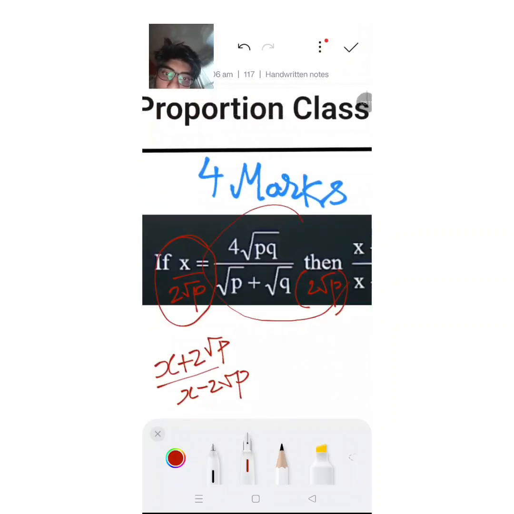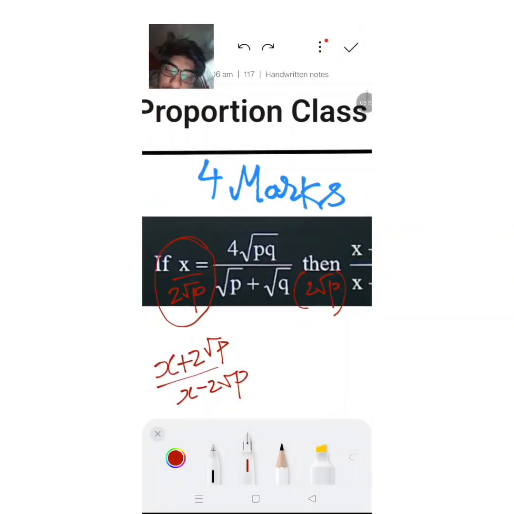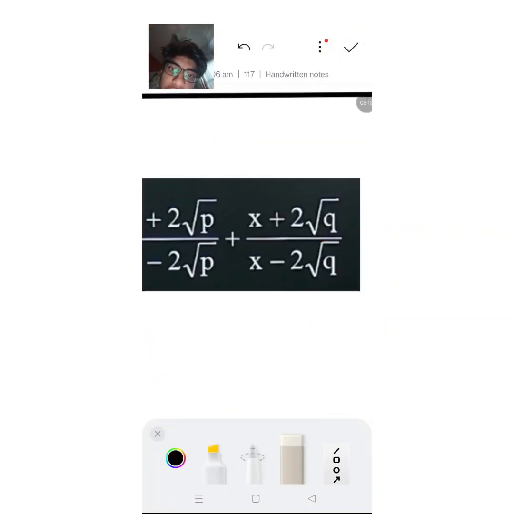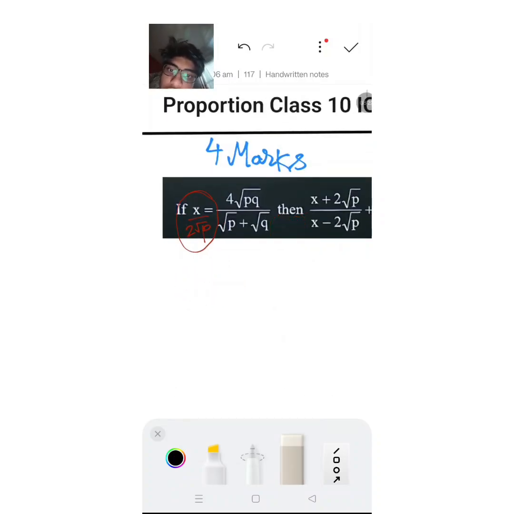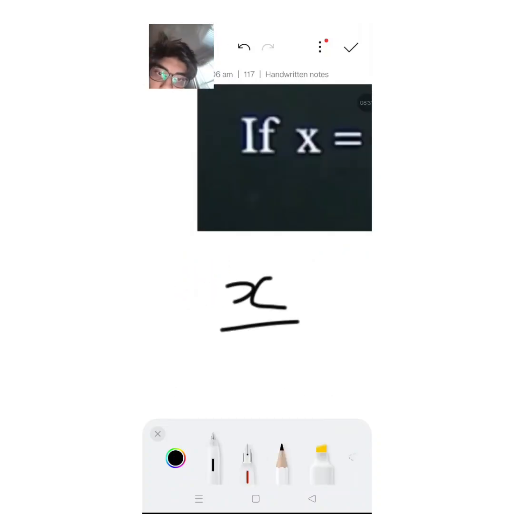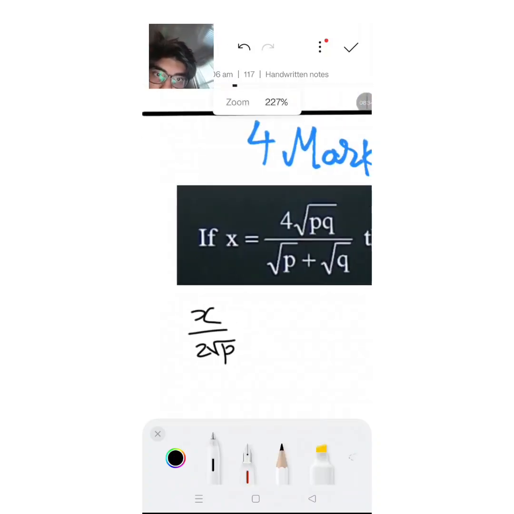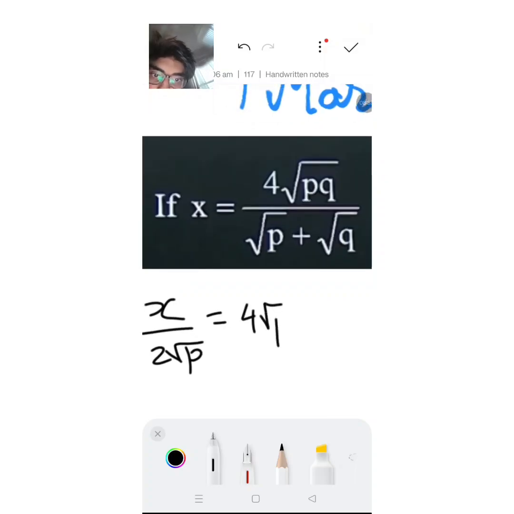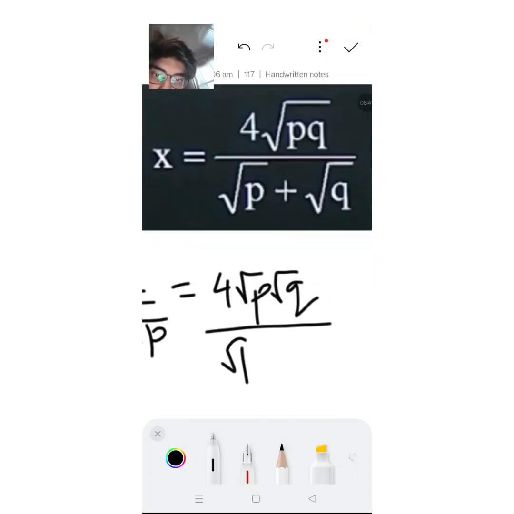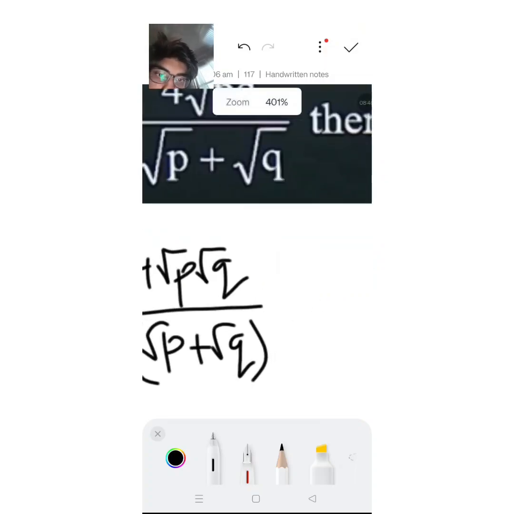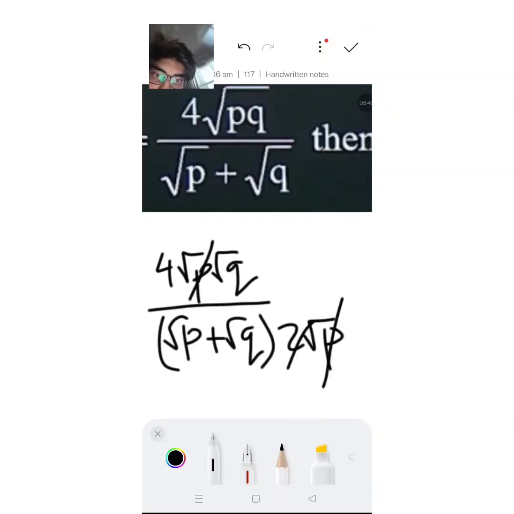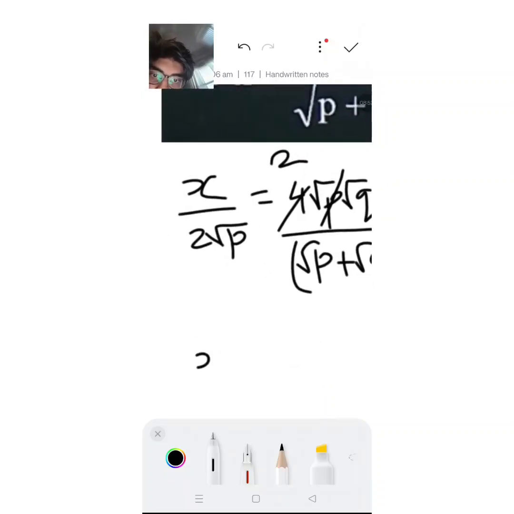So you apply componendo-dividendo here also, and then you get some expression. Then you do the same with 2 root q, and you get another expression. Just add those two expressions and then simplify. Divide x by 2 root p, and so you're also dividing this expression, which is 4 root p root q over (root p plus root q), divided by 2 root p. So these two terms cancel. This cancels off with this twice. So x plus 2 root p.